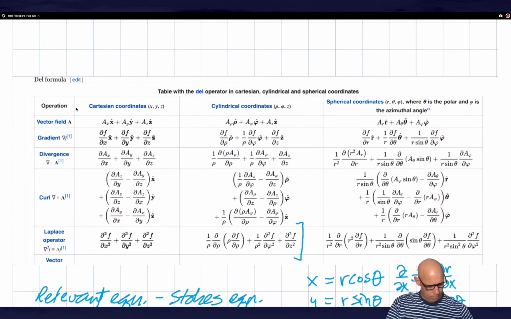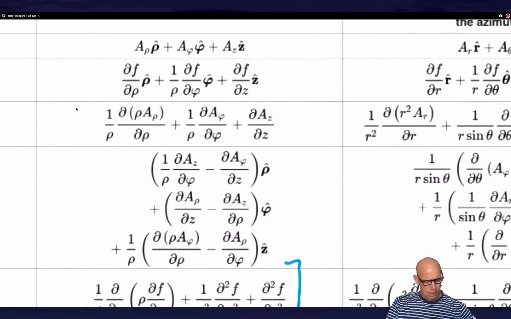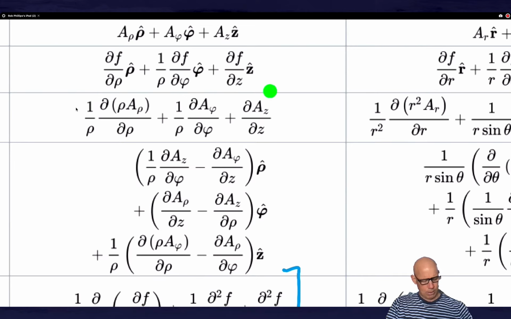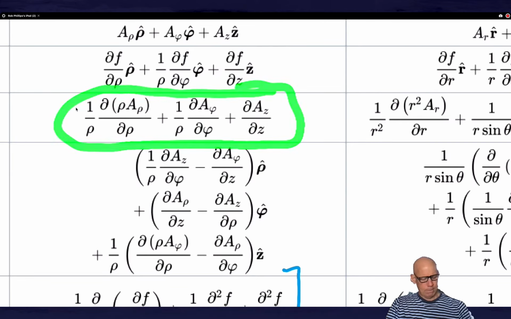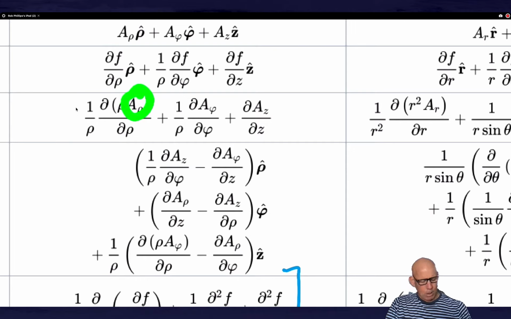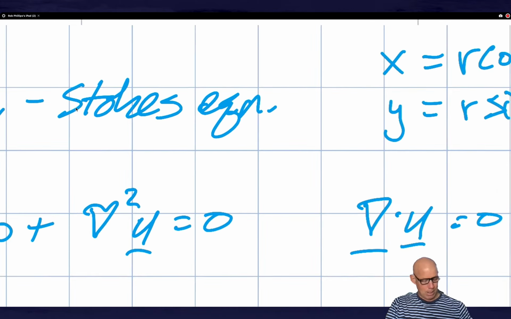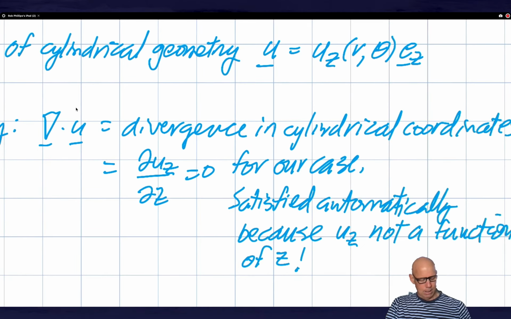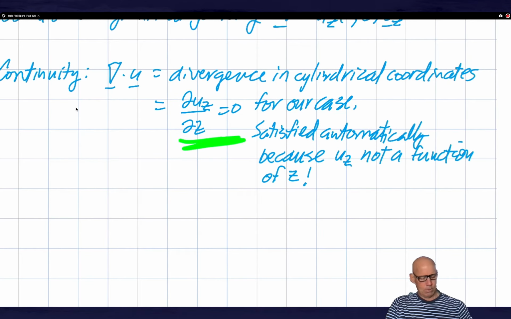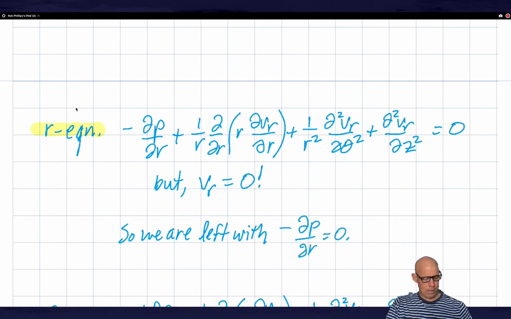Just to show you the divergence, what does it say? Here's the divergence up here, and since v rho, which is v in the r direction, and v phi, which is v in the phi direction, are 0, these two terms don't do anything. All that I have left is dvz by dz. But since vz does not depend on z, I satisfy that equation automatically. So basically the continuity equation is already satisfied.